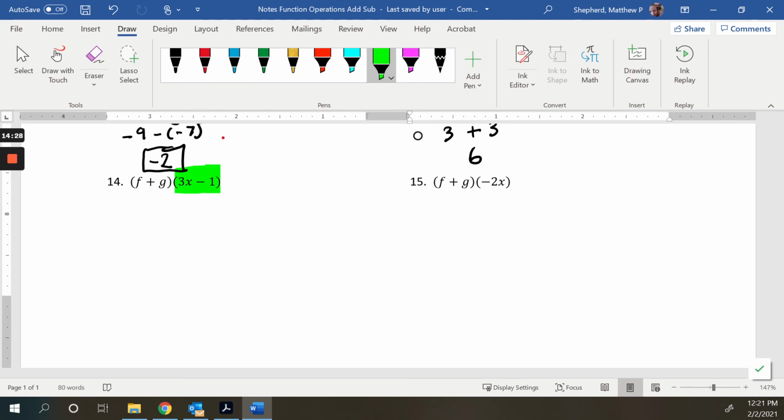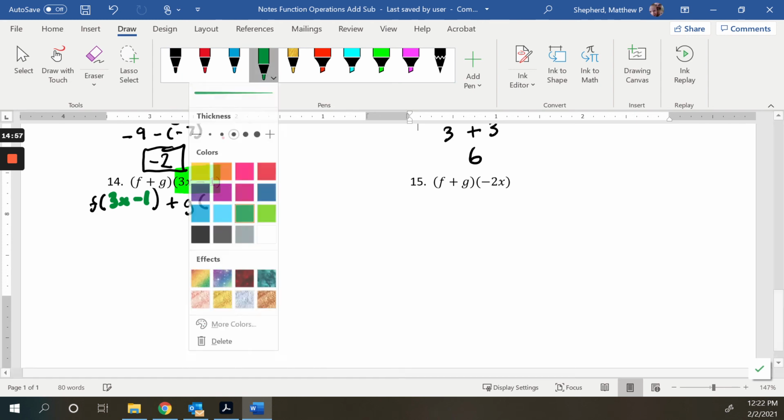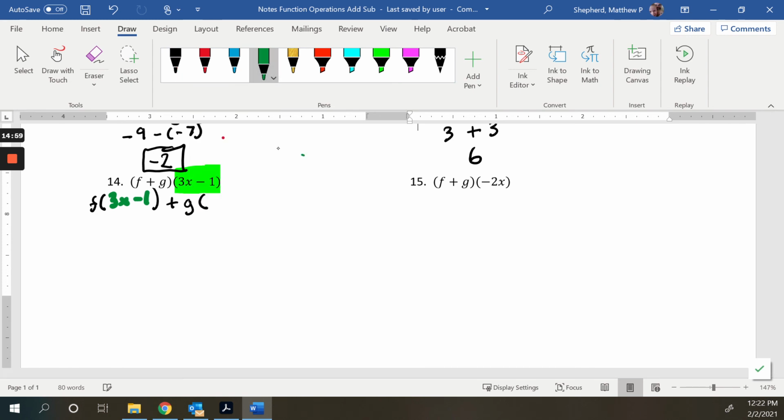Okay? In this last one, notice what the new input is. The input is not an x, and it's not even just a number. It's a whole algebraic expression. That, however, does not change much for us. So we're still going to have f of, but rather than x, we've got 3x minus 1 plus g of 3x minus 1.